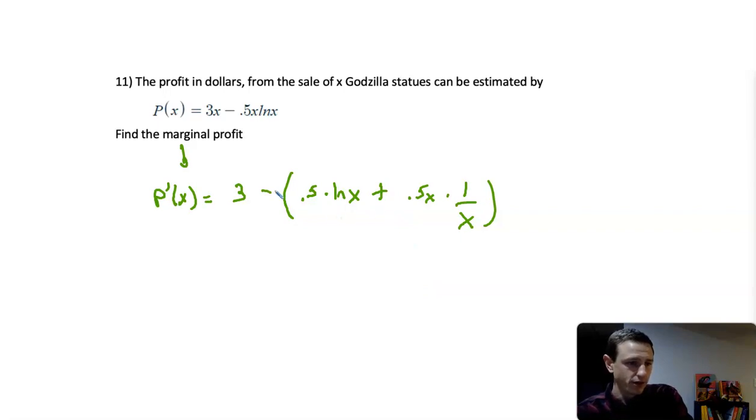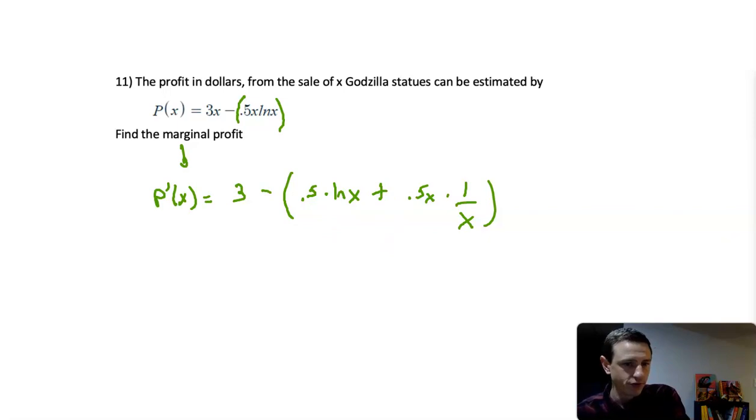So then what you might notice is two things. I have this minus. Now notice how I wrote this minus here, because I am subtracting off the derivative of this term. If you forget these parentheses here, what you're going to end up with is 3 minus 0.5 natural log of x plus 0.5x times 1 over x. So you're going to forget that I'm subtracting off the entire derivative here. So you really have to do minus this, minus that. So you do have to make sure you distribute that.